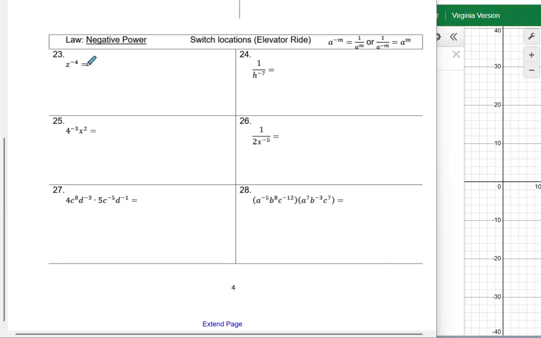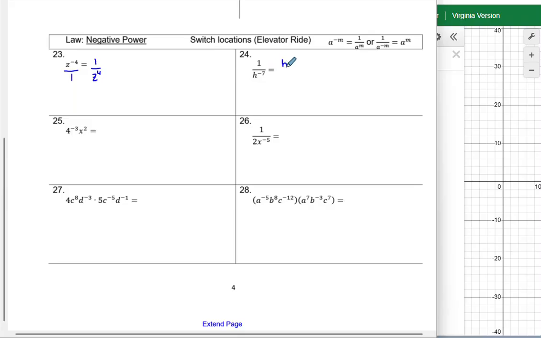Okay, so what we do here is we're going to take z to the negative 4. I like to put a 1 underneath and then just switch this. The 1 goes at the top and then you have z to the power of 4. That's it. If the denominator has the negative, it moves up top.